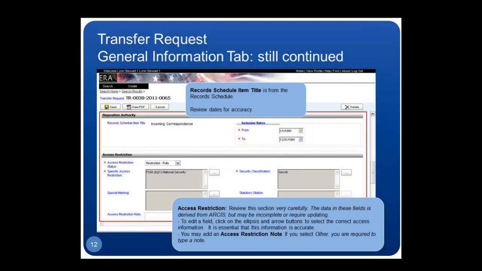That's exactly where it comes from. If it looks like something odd and says something like paper copies, that's because that's exactly what the title of that particular item is.